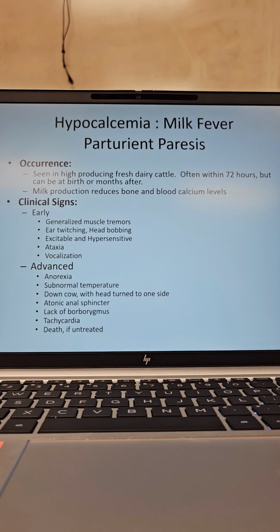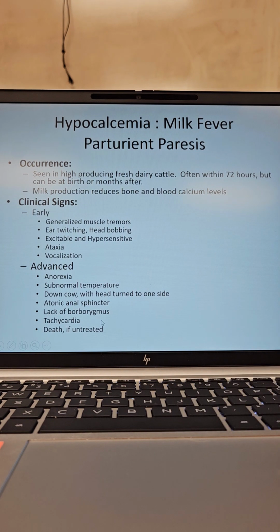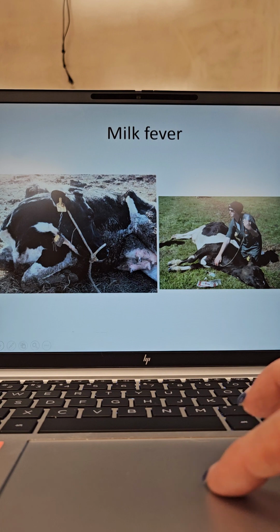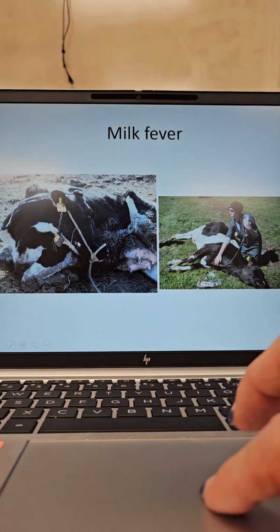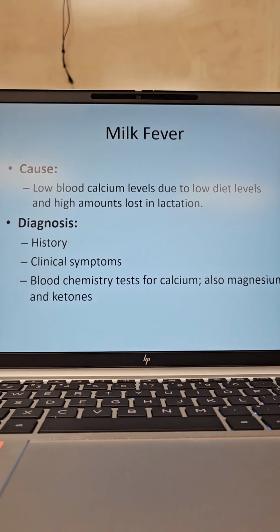So you're not going to hear gut sounds because, again, smooth muscles require calcium to move, and there's no digestion happening. It's not doing anything. Tachycardia, the heart's going to beat very, very fast. Death if untreated. Here we have some down cows with hypocalcemia, low calcium, milk fever. So low blood calcium is what causes this, due to low diet levels and high amounts lost in lactation.